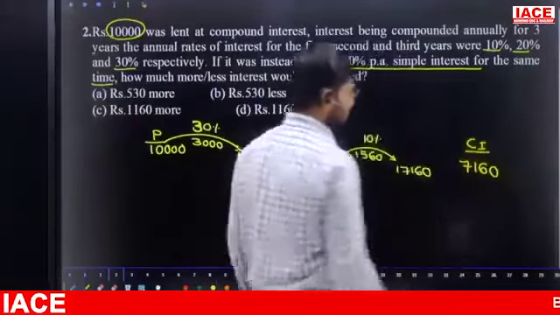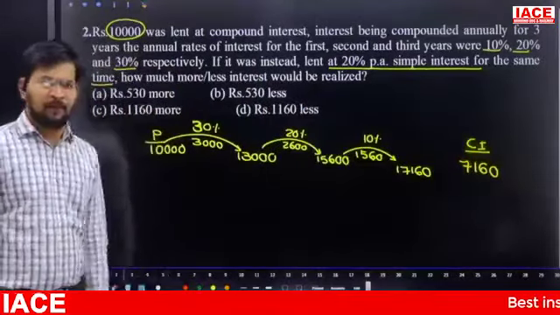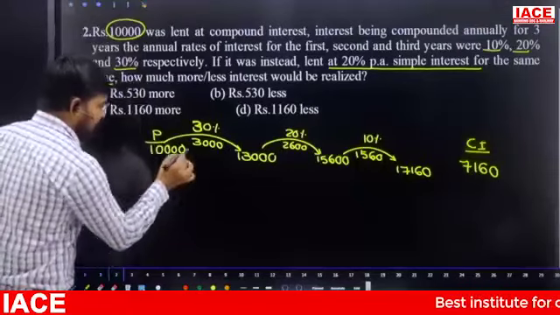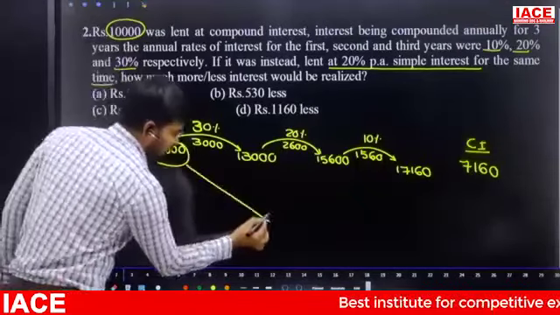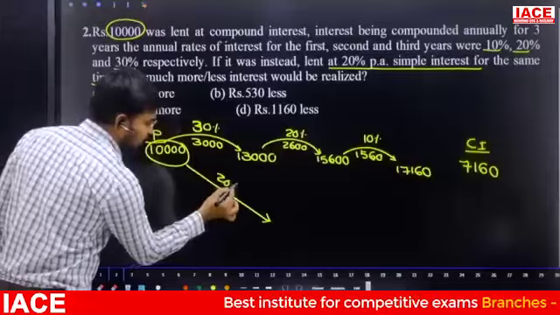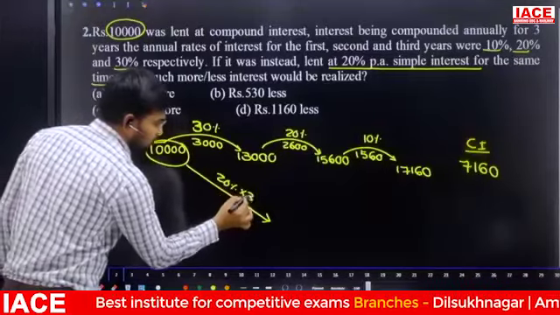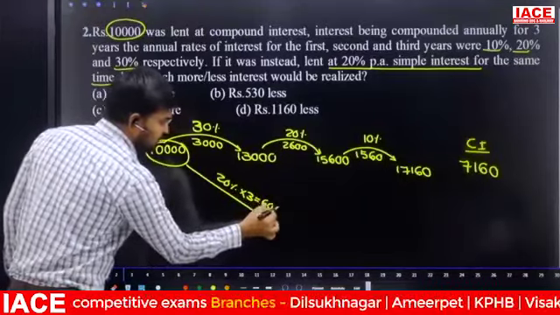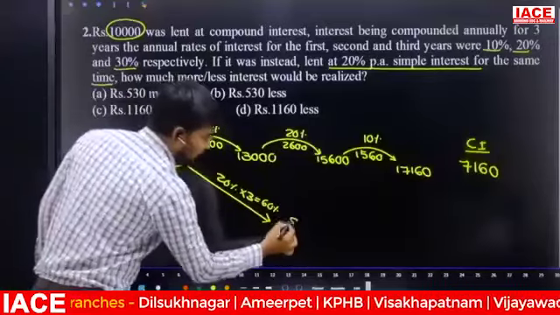Compound interest. All of you clear? Now coming to the simple interest, the principal is the same. Rate of interest is 20%, right? For how many years? 3 years. So 3 years is nothing but 60%. 60% on 10,000, so the simple interest is 6,000.